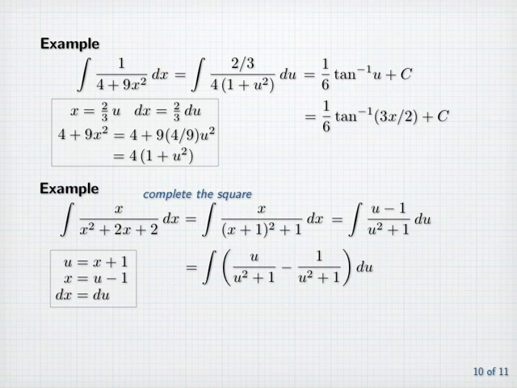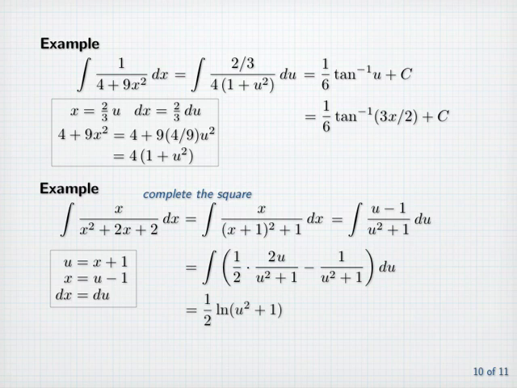Now rather than doing a substitution here, let's just put a factor of 2 in the numerator and then multiply by a half, because 2u divided by u squared plus 1 is exactly the derivative of the natural log of the denominator there. Now the second term is simple, so we have 1/2 the natural log of u squared plus 1 minus the inverse tangent of u plus c. Now we replace u with x plus 1. When we do that, u squared plus 1 becomes x squared plus 2x plus 2.